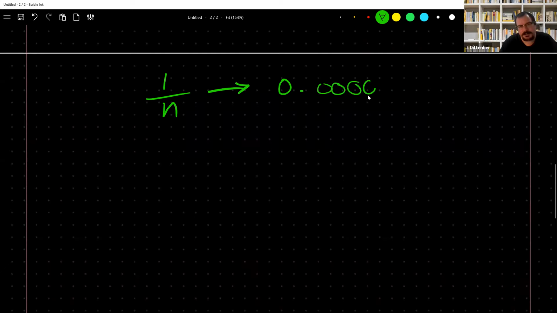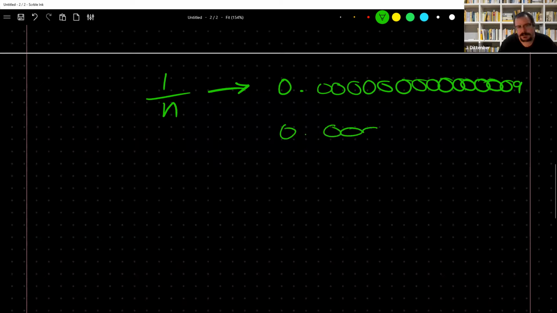What does that look like? Well, let's say it looks like this: 0, 0, 0, 0, 0, 0. How many zeros can I write down here? How many zeros can you put between this number and, say, this one? How many zeros can there be? There can be infinitely many zeros.